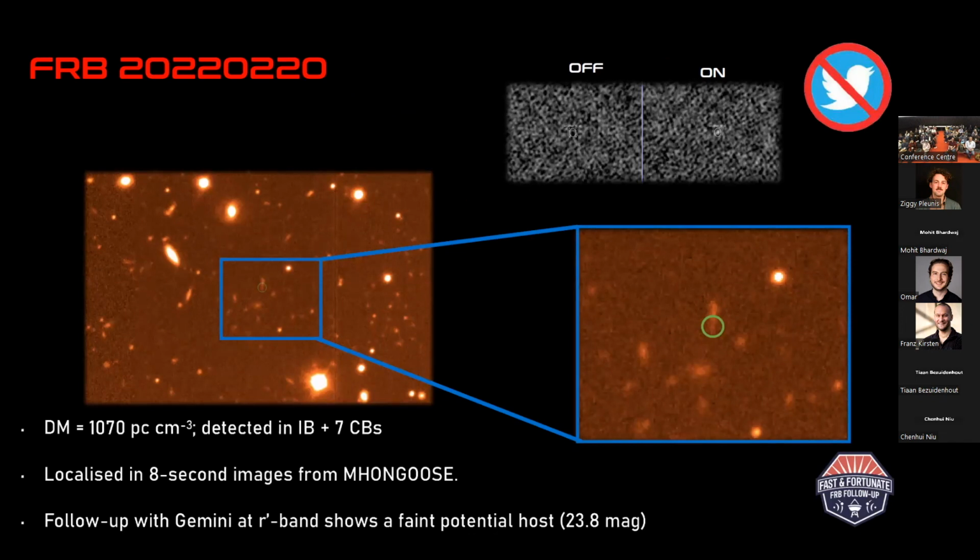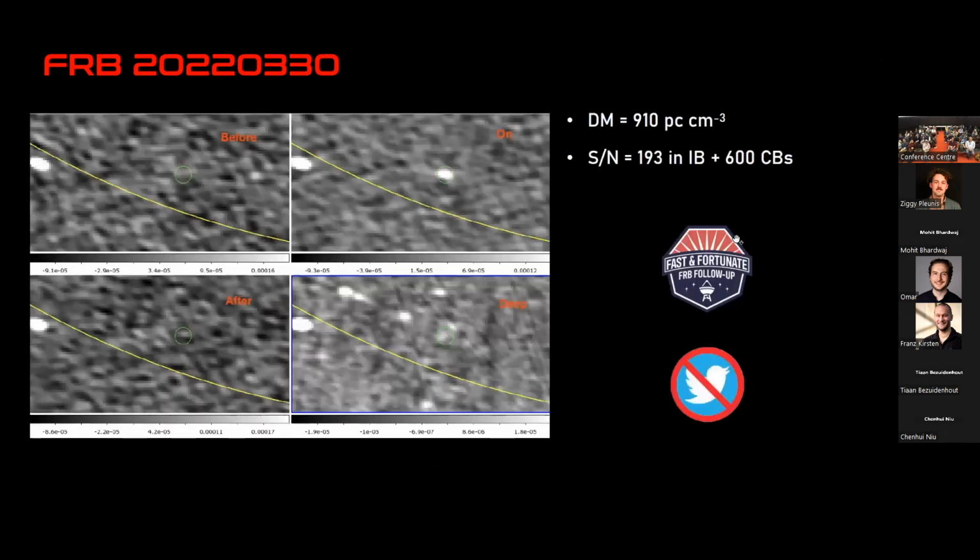And then the next FRB was a very, very bright one. We saw it with a signal to noise of 193 in the incoherent beam, as well as in 600 coherent beams simultaneously, so super bright. And in the deep field image on the bottom right, you can see that there's a hint of a persistent source there. So yeah, we're still working on this one.